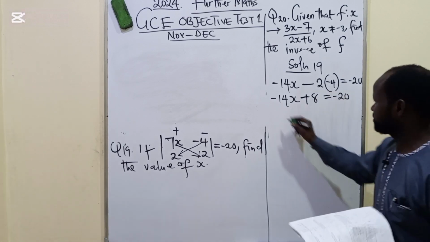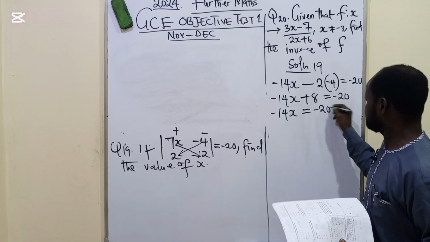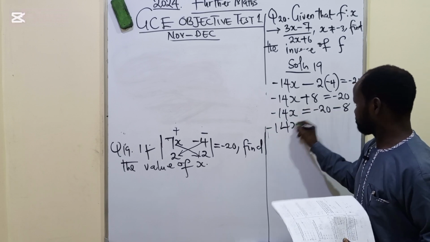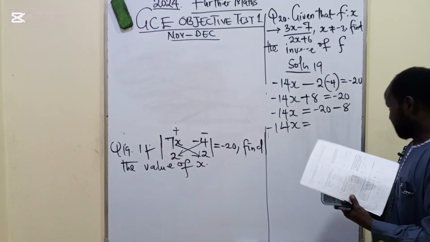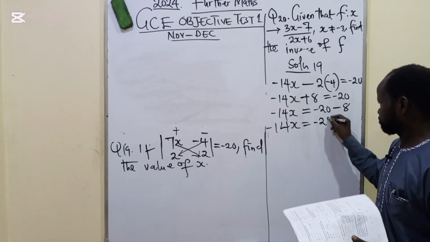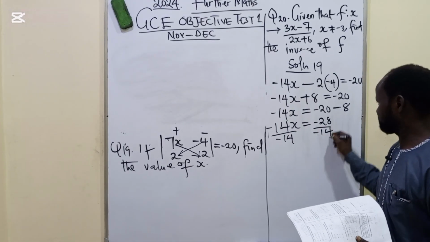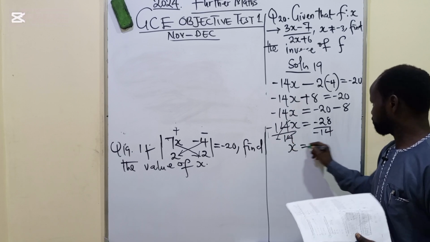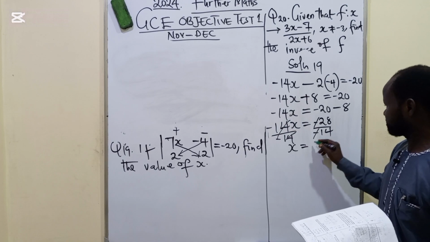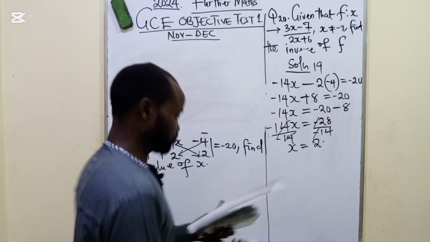We collect like terms. This will be minus 14x equals minus 20 minus 8. That will be minus 28. We divide both sides by minus 14. X now will be equals to, minus divided by minus is positive. 28 divided by 14, that will be 2. So the value of x is nothing but 2.